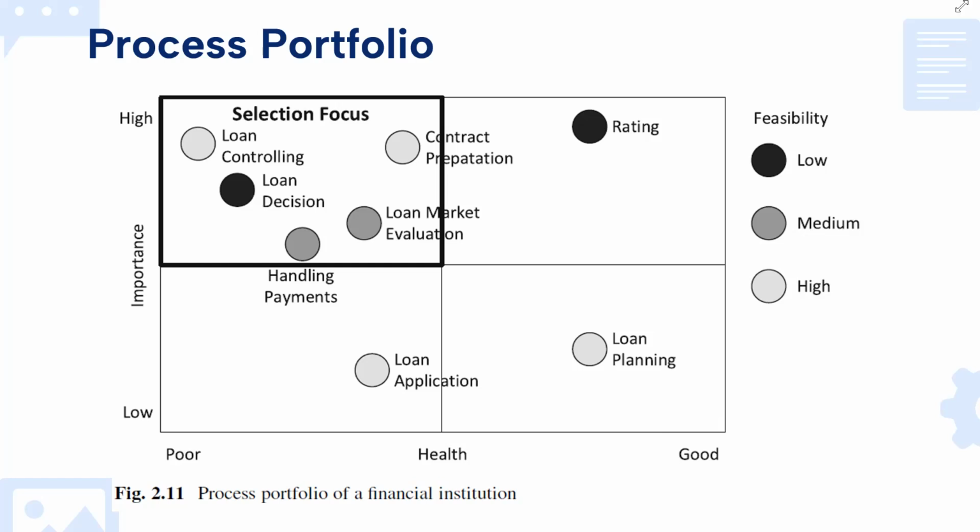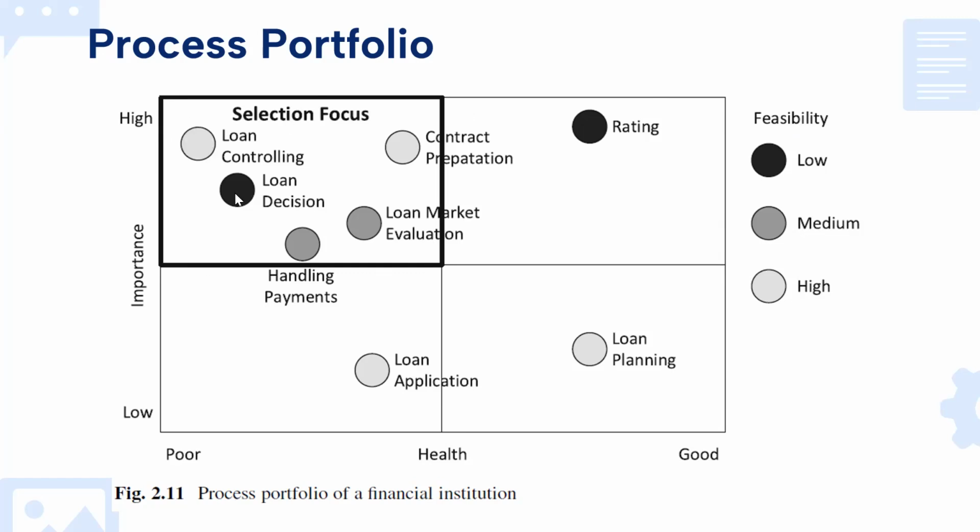Okay, I will explain the question again. This process portfolio has to be developed after identifying the processes. We can use this process portfolio for the purpose of selecting a process. We defined that in process selection there are three criteria to consider: the importance of the process, the health of the process, and the feasibility of implementing. Considering these three factors and this process portfolio, most of the time we had to select a process from this particular region.